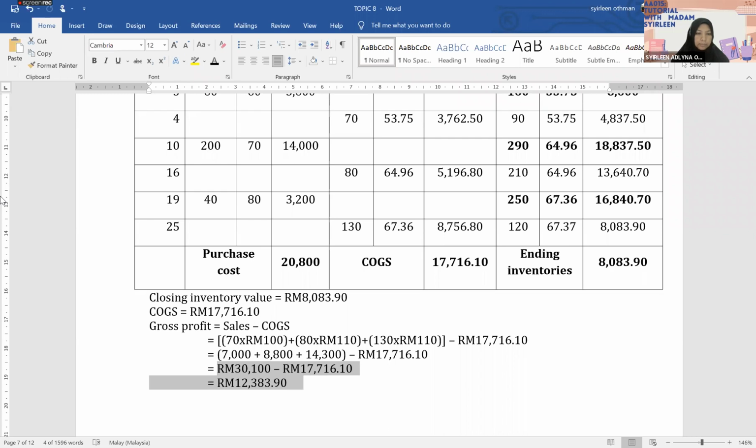Okay, so sekarang kita punya gross RM12,383.90. Okay, ada soalan nak tanya untuk soalan 10?